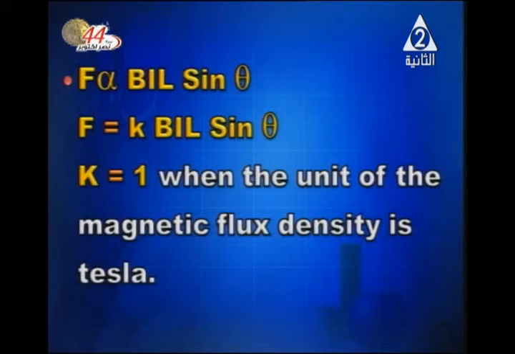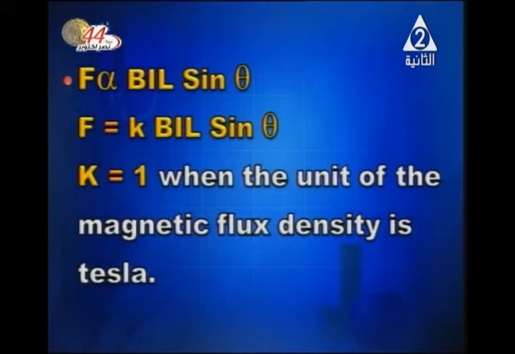Once again, B is the magnetic flux density of the field affecting the current carrying straight wire. I is the current intensity through the wire. L is the length of the wire in the field. Theta is the angle between the wire and the magnetic field. The proportionality sign is replaced by equality.